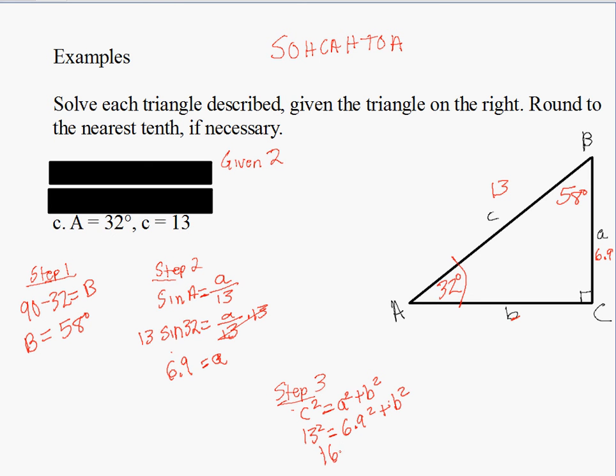Let's see, 169, which is equal to 47.61 plus B squared. So we know that this is 121.39 when we subtract on both sides equals B squared. And so now square root both sides. And we finally get B is approximately 11.